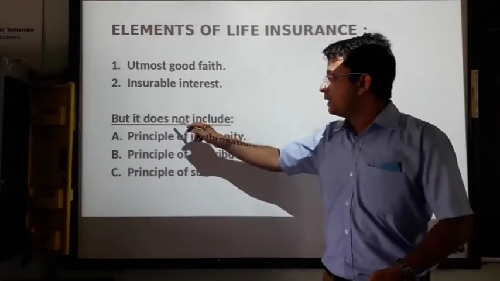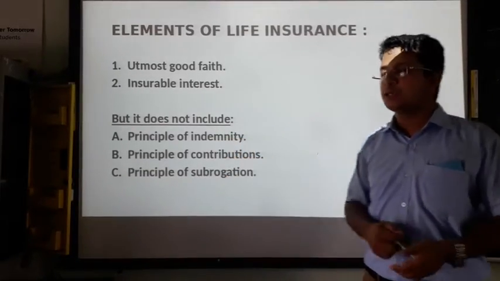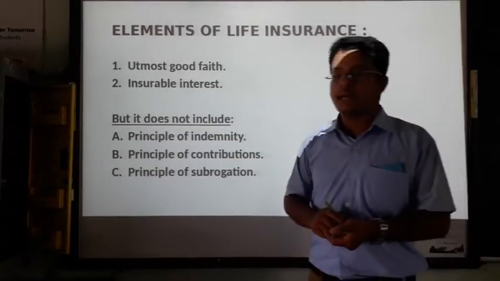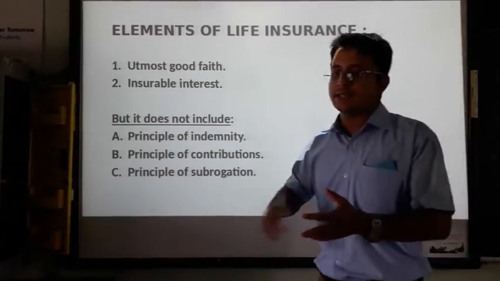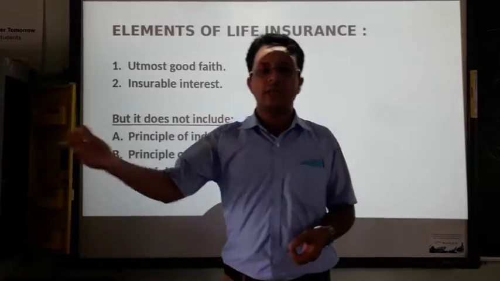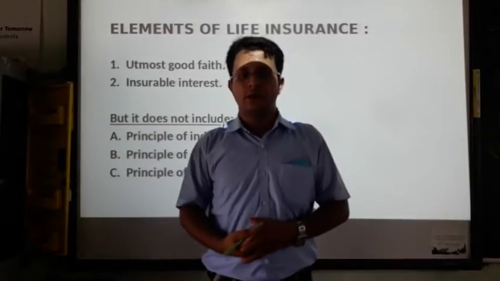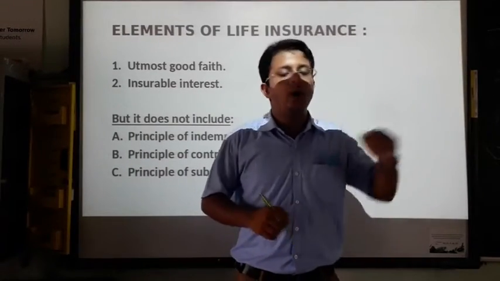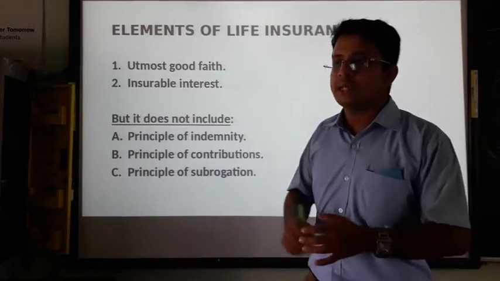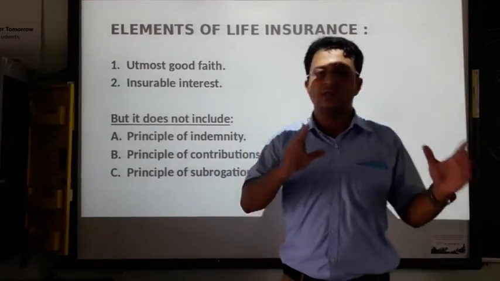Next you see, life insurance does not include the following principles. Why does it not include them? Here you see, number one is the principle of indemnity. That means if a person dies, for example, a person of a poor economic background, what is actually the value of that person? Or on the other hand, if a rich person dies, what is the value of that person? We will not be able to determine. No person in the world will ever be able to determine the value of any person, either rich or poor.